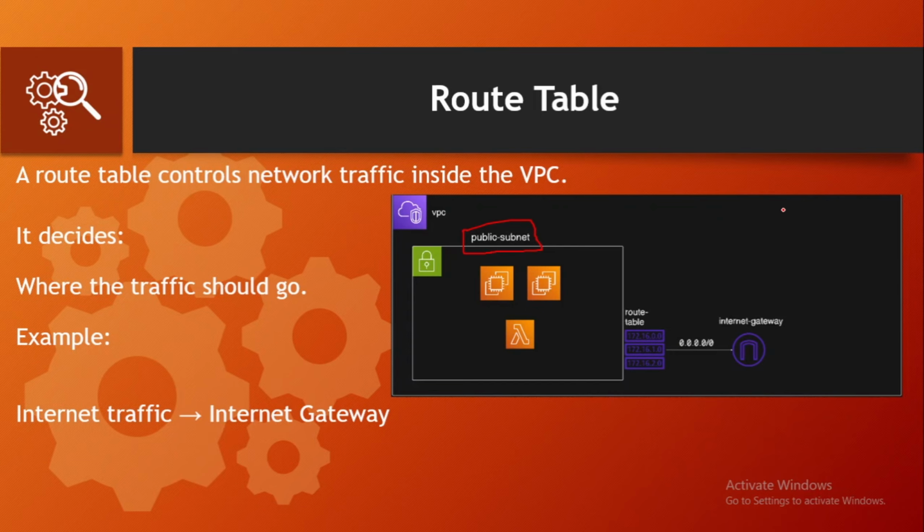Now let's connect this with our previous slide about subnets. Every subnet inside a VPC is associated with a route table. As you can see, this is the public subnet and this subnet is associated with this route table. And in this route table, we have made an entry that sends all traffic to this internet gateway. And this internet gateway will provide internet to the resources inside this subnet, which are this Lambda function as well as these EC2 instances. That is how we make our resources public.